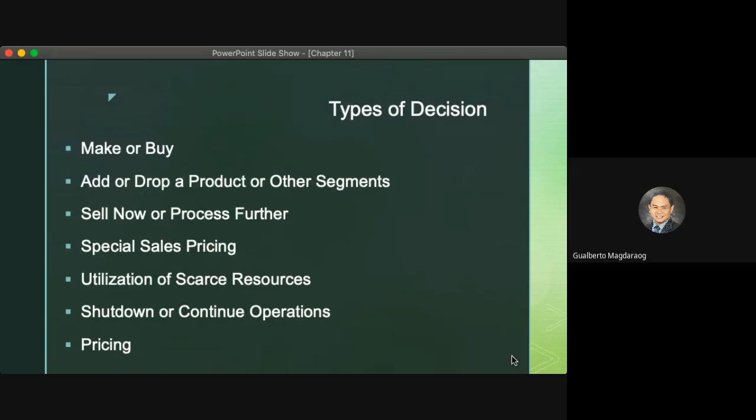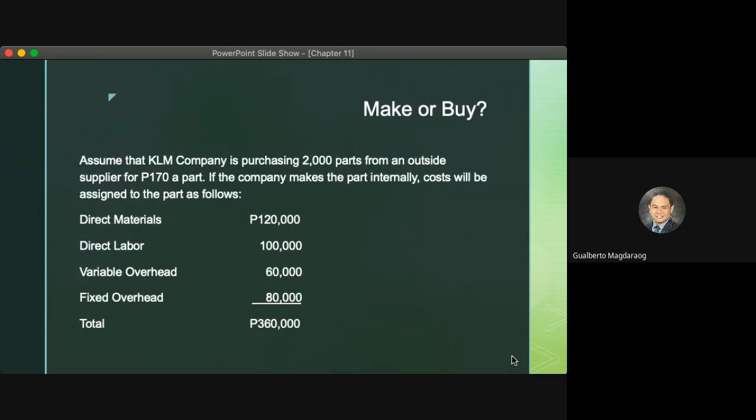Okay, and now we will go to all the non-routine activities that we have to make a decision, and that is whether we will make or buy a parts, add or drop, sell now or process further, special sales pricing, o yun yung special order, utilization of scarce resources, shut down or continue operation, and how to price, how to set up price. So yeah, let's go to the make or buy.